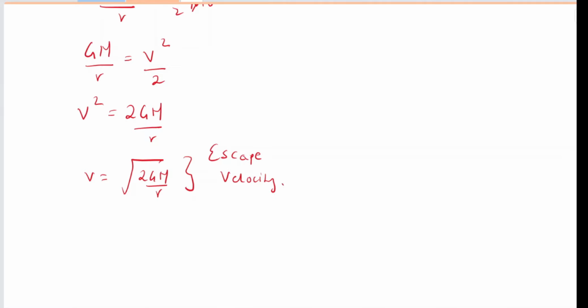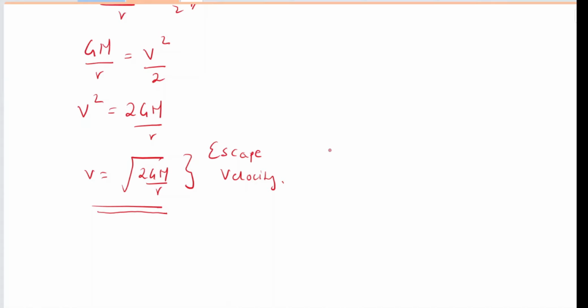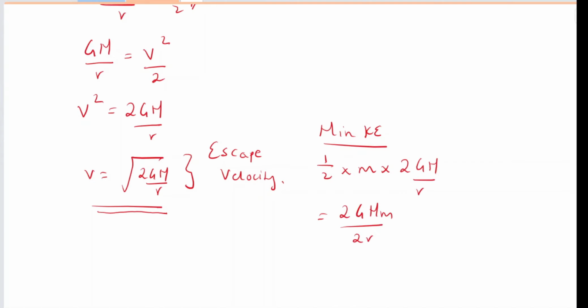Okay, so if a velocity of this one is provided, then an object can escape away from the Earth. And of course, you can add that the minimum kinetic energy for you to escape will be a half times mass times v square, which will be 2GM over r. So I remove the square root and you get 2GMm divided by 2r, which means that you get GMm over r. So this is the minimum kinetic energy required for you to escape.